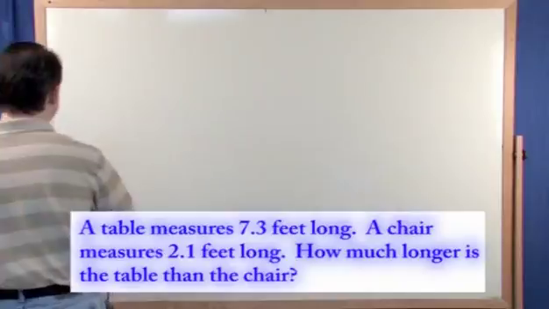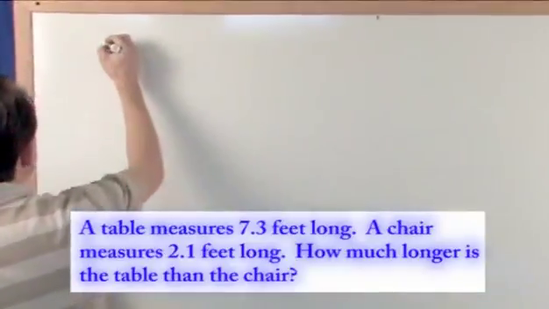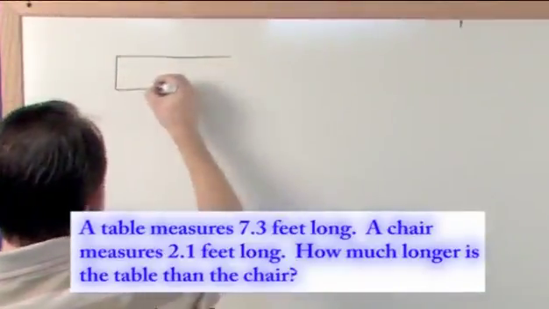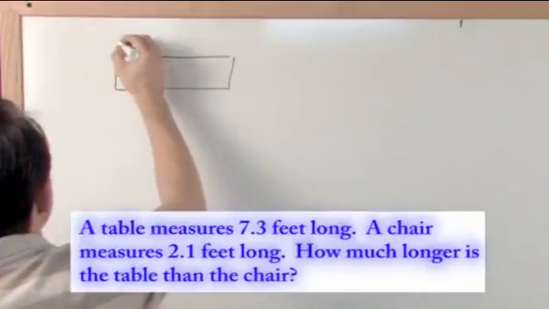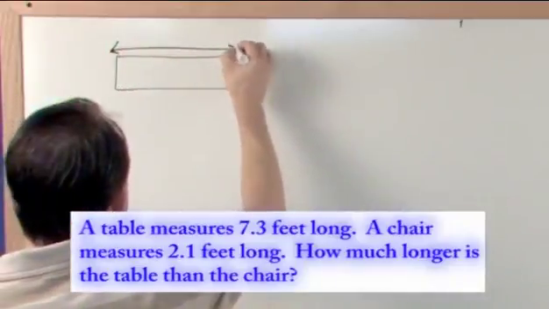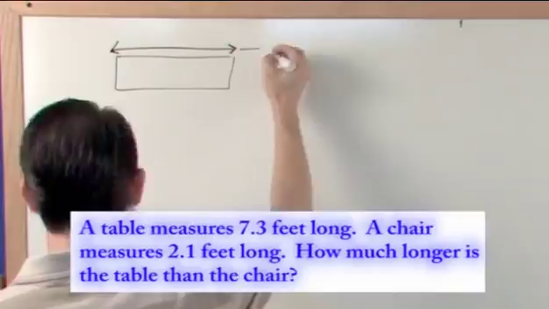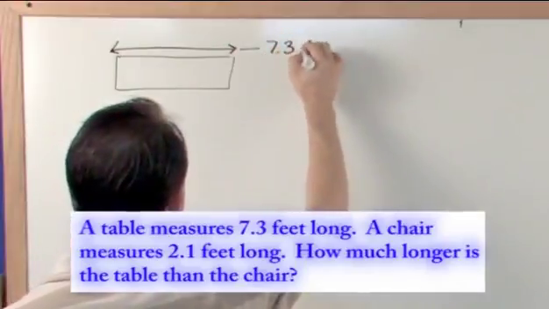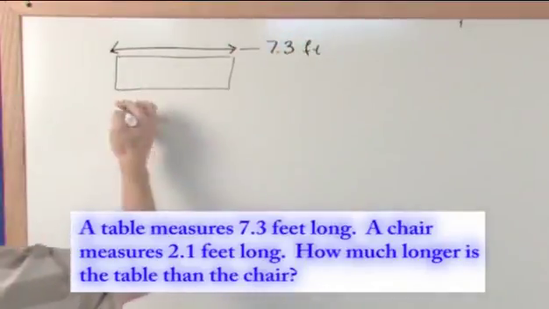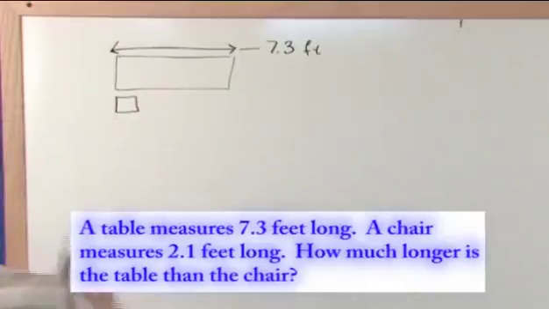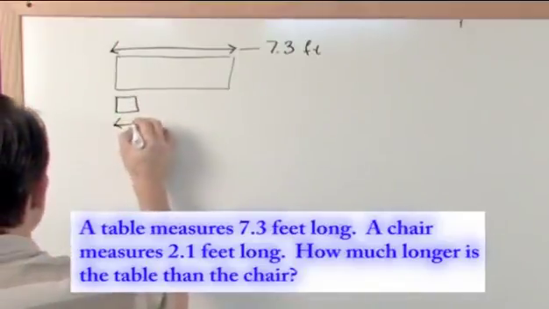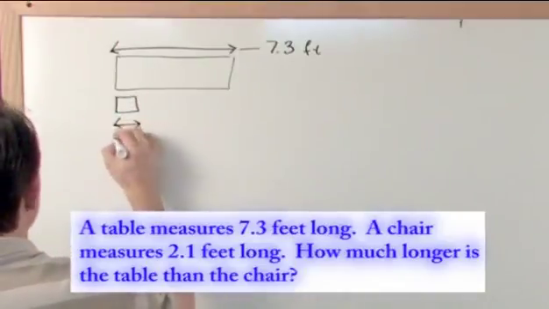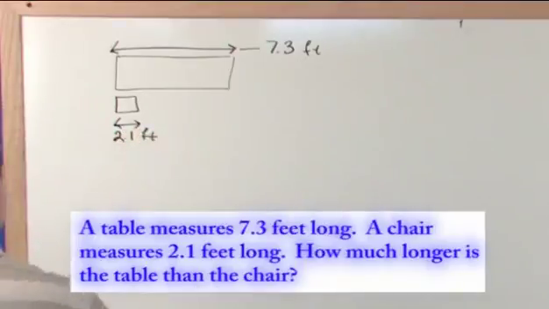So basically, if you were going to draw some kind of picture, if this were the table here, then you could say that this was like 7.3 feet. That would be like the length of this table. And you have a little chair here, which I'm just going to draw as a little square. And this chair is 2.1 feet long, okay?